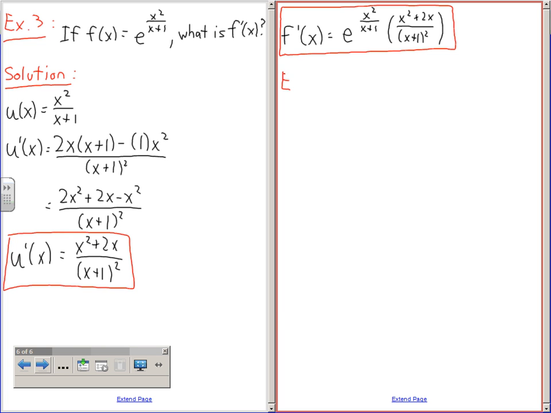Example 4 will be one final one. Let's go crazy: (2^(3x-1) * 3^(x^2+9x))^2. Okay, this, my friends, is the most difficult derivative I can think of.